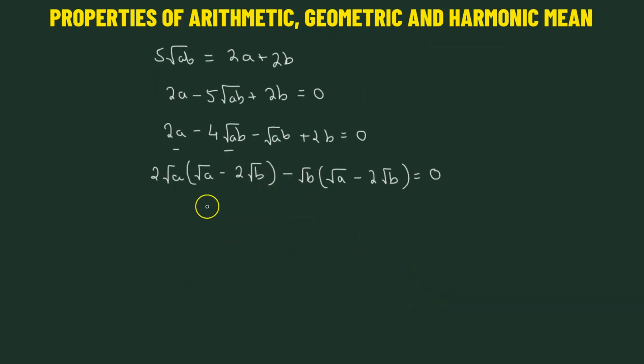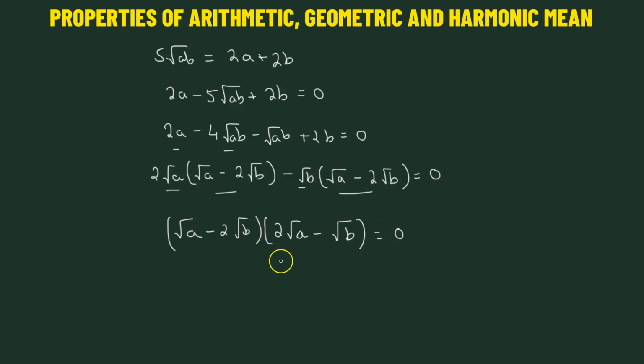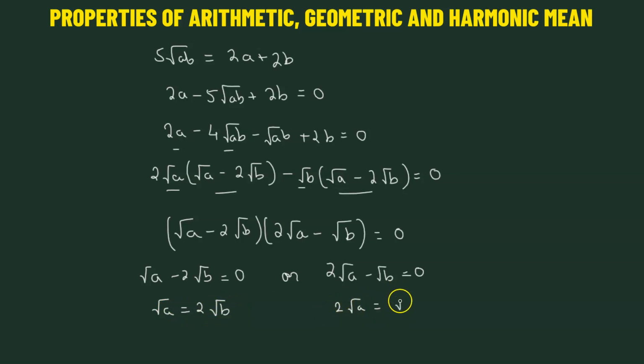So let's take the common factor. The common factor will be square root of A minus 2 times square root of B. So this will get multiplied to, from the first term we'll be left with 2 times square root of A, and from the second term we'll be left with minus square root of B. So this will be equal to 0. So now we get two equations. Square root of A minus 2 times square root of B equals 0, or 2 times square root of A minus square root of B equals 0. Or we can simply say that square root of A will be equal to 2 times square root of B, or 2 times square root of A will be equal to square root of B.